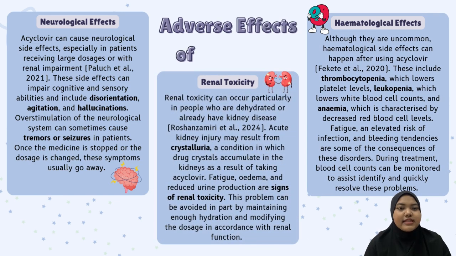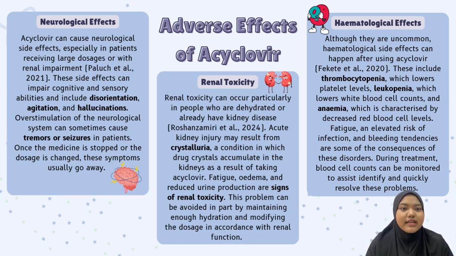Secondly is adverse effect. Adverse effect happens when the patient takes a normal dose of a drug, but it causes an unwanted effect. It is called an adverse effect. Adverse effects for Acyclovir have 3 types, which are neurological adverse effect, renal toxicity, and hematological effect. The first one is neurological adverse effect.